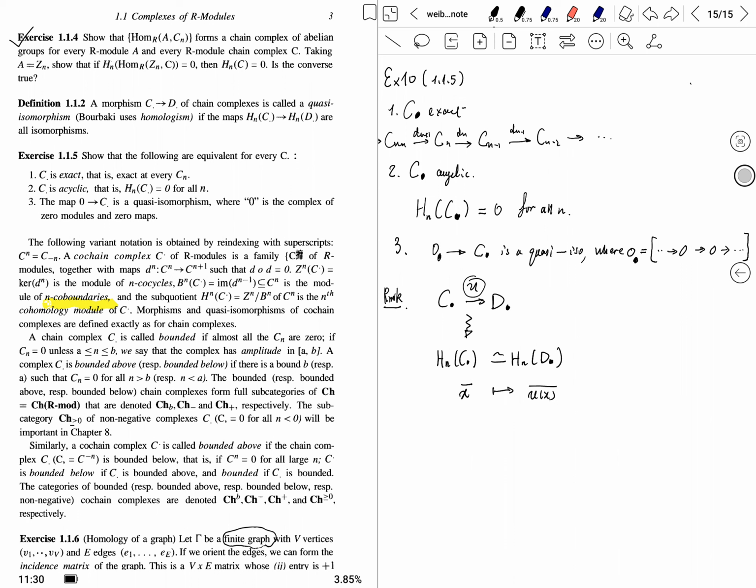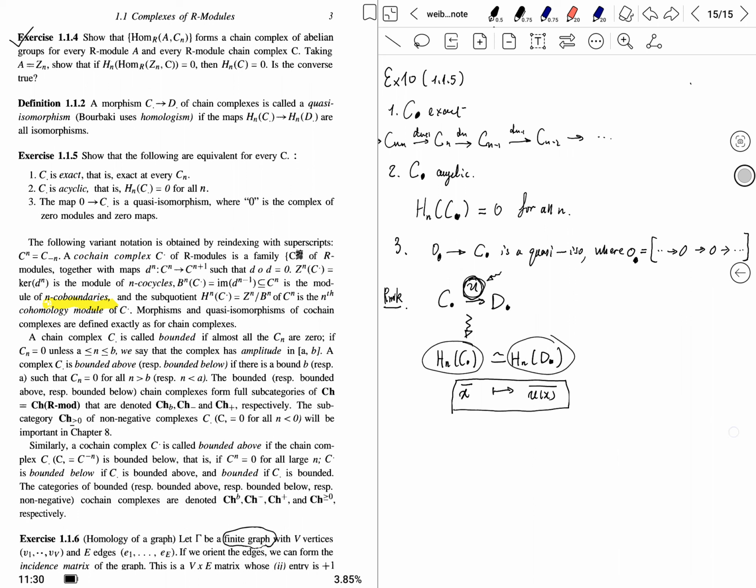It could happen because a priori, to define H_n(C) and H_n(D), you don't really need this u. And if it is an isomorphism as a group, it doesn't mean it is induced by this u, and you call this u a quasi-isomorphism. It is the isomorphism induced from this u, which means exactly this map of homology groups being an isomorphism. Then we say this is a quasi-isomorphism.